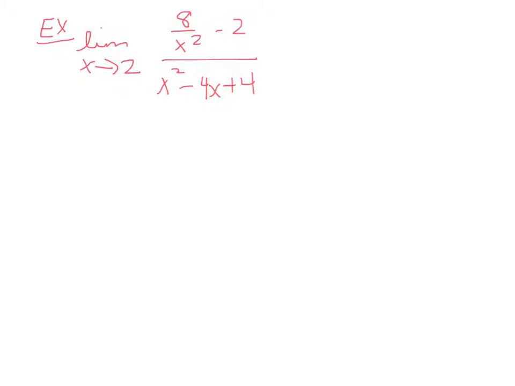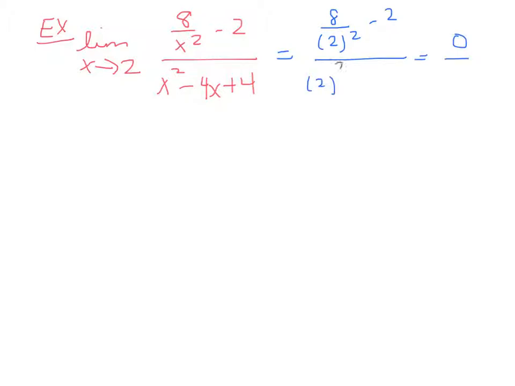Okay, one last example that we're going to look at is the limit as x approaches 2 of 8 over x squared minus 2 over the quantity x squared minus 4x plus 4. I'm going to first do direct substitution. So 8 over 2 squared minus 2. 2 squared is 4. 8 divided by 4 is 2. Oh dear, 2 take away 2 is 0.